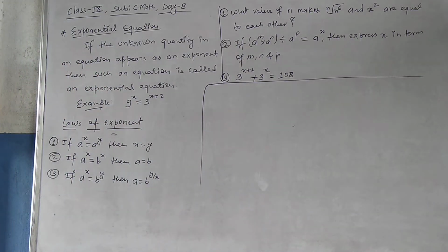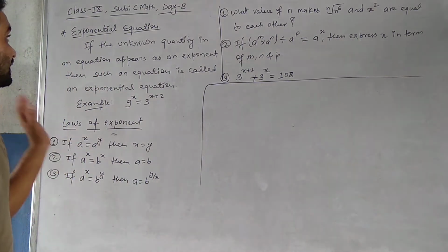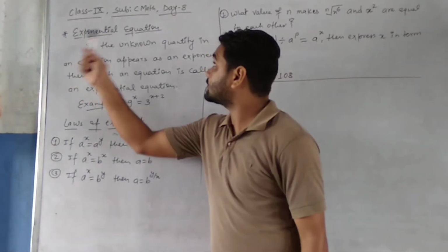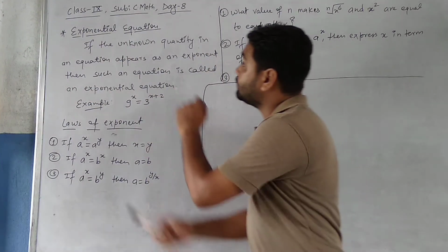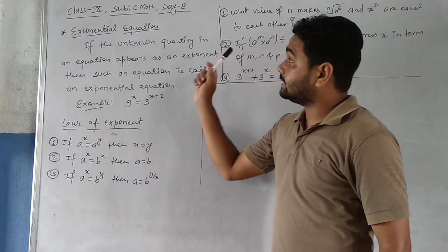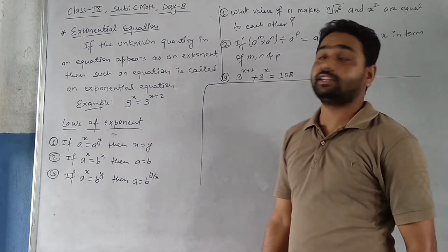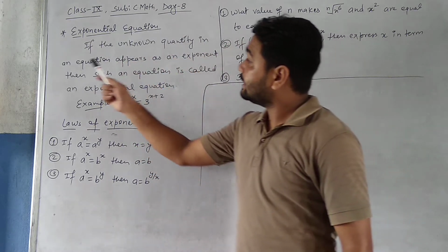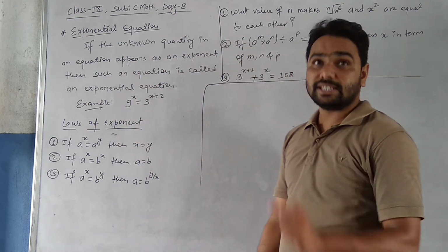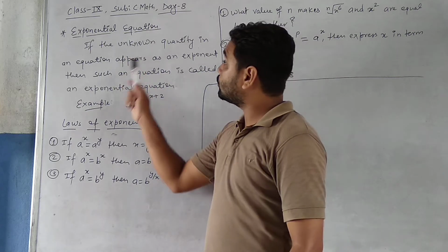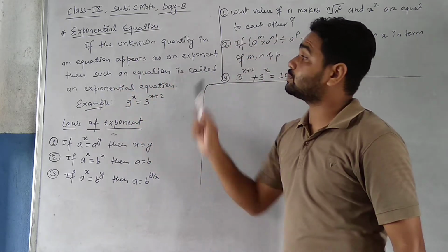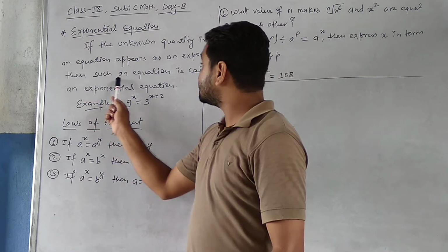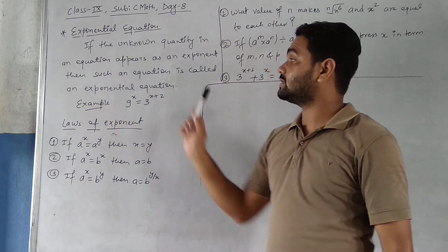And yesterday, in the previous classes, we discussed the addition law. Now we are on the exponential equation. Look at the exponential equation. This is the definition: if the unknown quantity in any equation appears as an exponent, that means in the form of a power, then such an equation is called an exponential equation.